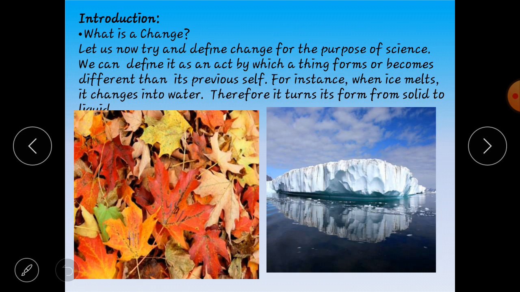Let me introduce to you the term change. Let us define change from the point of view of science. We can define it as an act by which a thing forms or becomes different than its previous self. For instance, when ice melts, it changes into water. Therefore, it turns its form from solid to liquid.